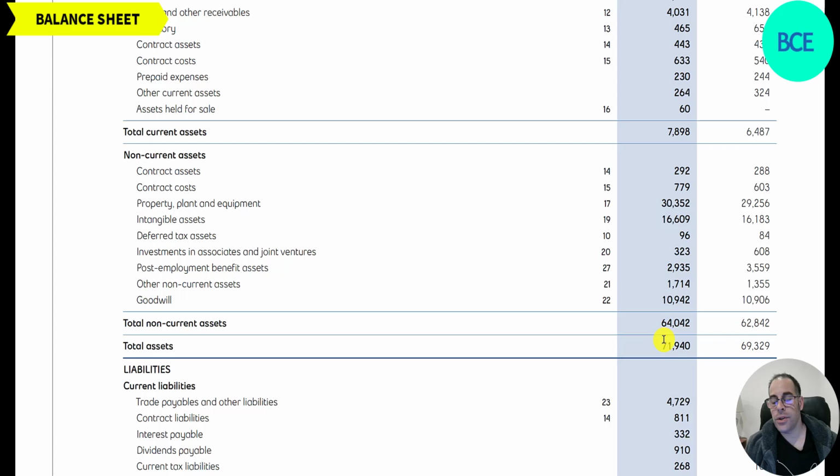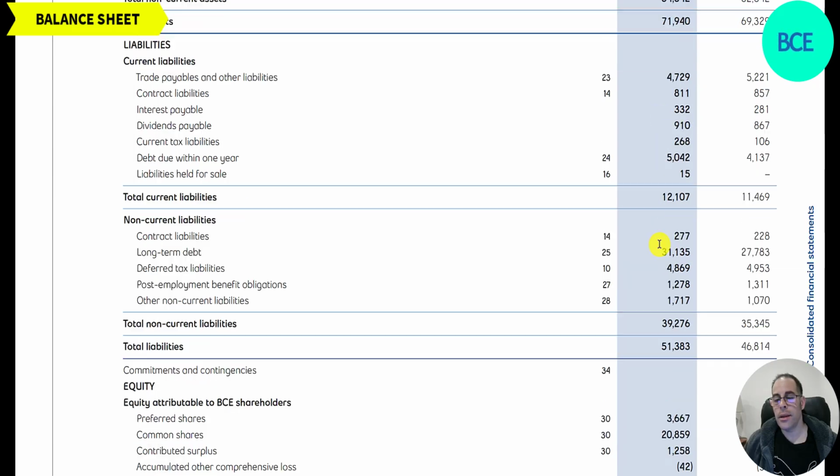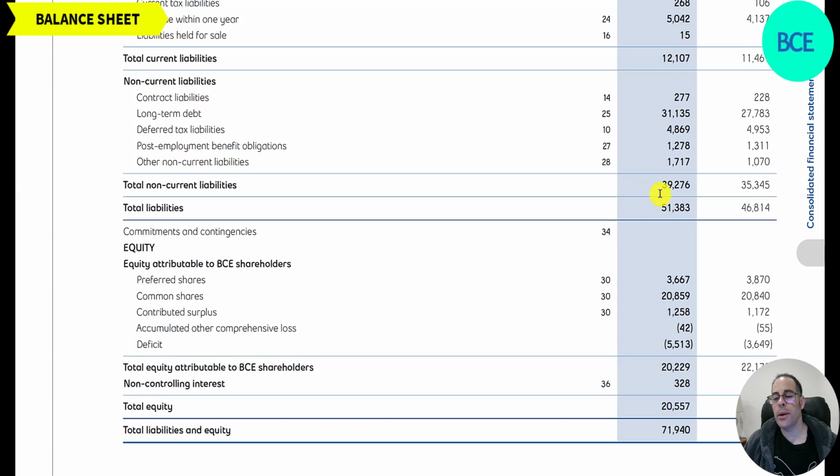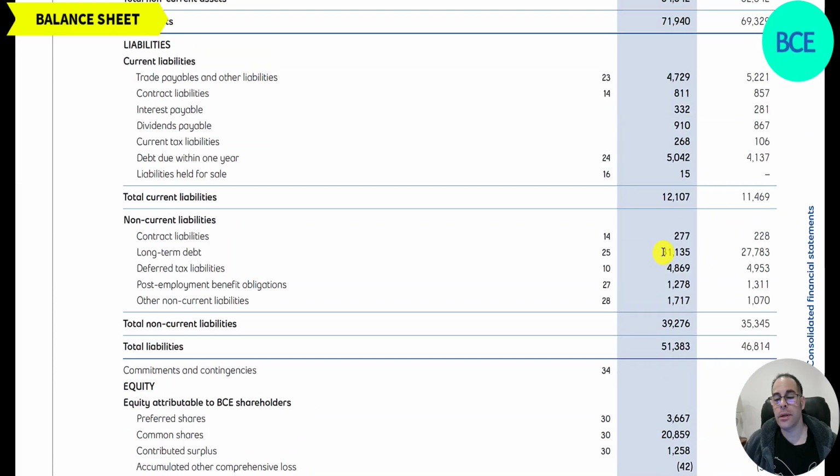Total assets 72 billion. That's up from 69 billion. Their biggest asset is PP&E, 30 billion. They also have 11 billion of goodwill. Their total liabilities are 51 billion, up from 47 billion. Their biggest liability is long-term debt, 31 billion, lots of debt.